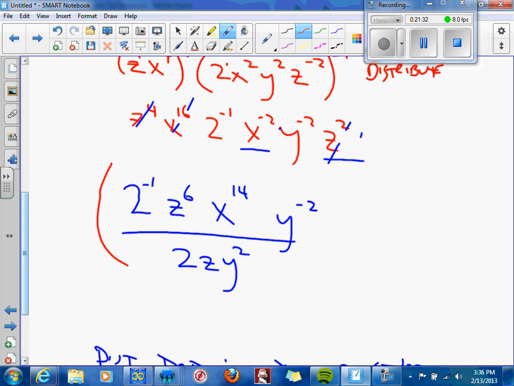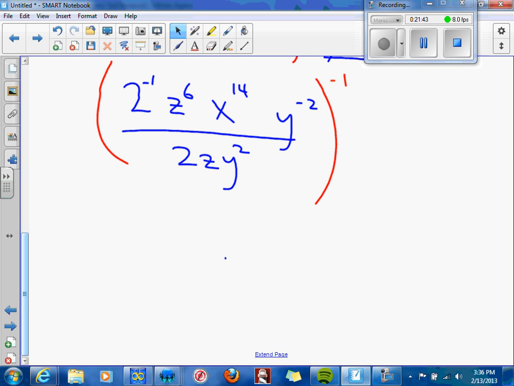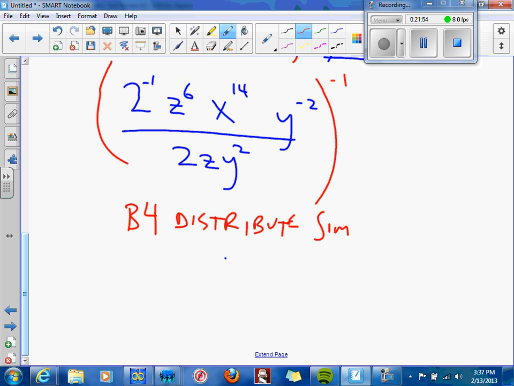And it's all raised. Before distribute, simplify. We have 2 on top and bottom. What's going to happen? You want to move this down to make it positive? Yeah. Okay, so let's write it 2 to the 1. Brought this down.